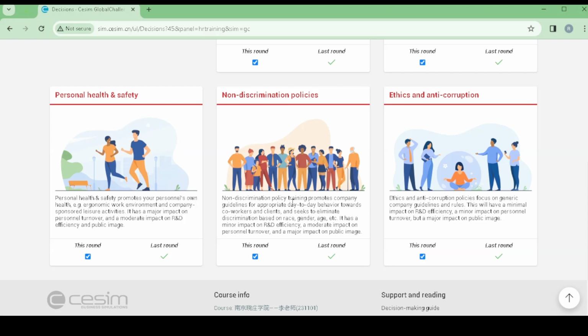Next, we're going to talk about something called the ethics and anti-corruption. Now, your company needs to focus on generic company guidelines and rules. That means that your company should have clean people who are free from corruption. And that's why we have the ethics and anti-corruption. And this will help us have a minimal impact on the R&D efficiency, but a very big effect on the public image. If your company has corruption, you'll have a very bad image of your company.